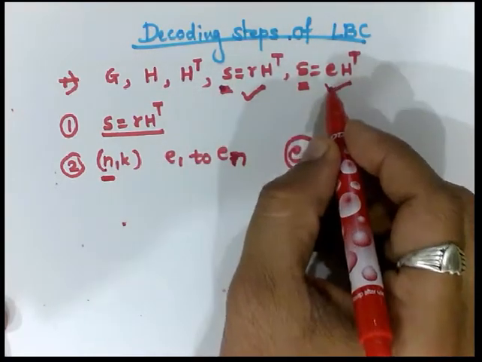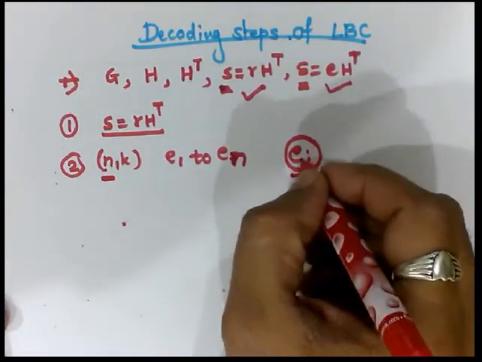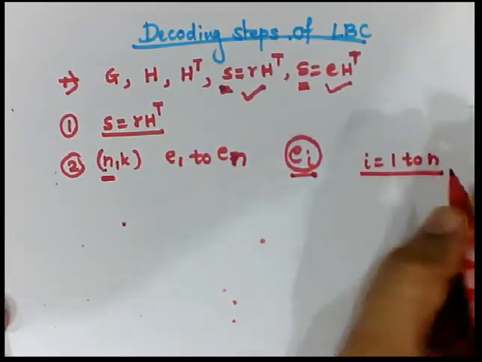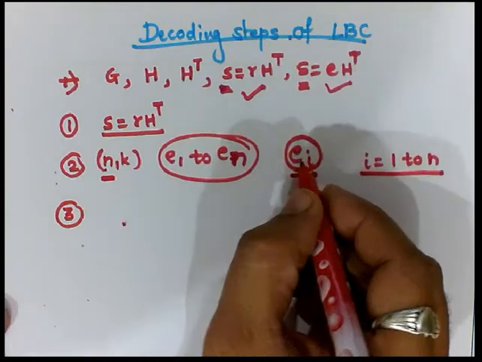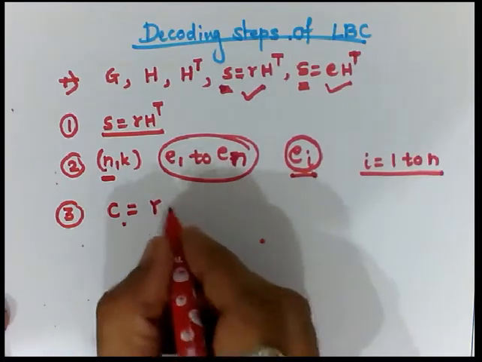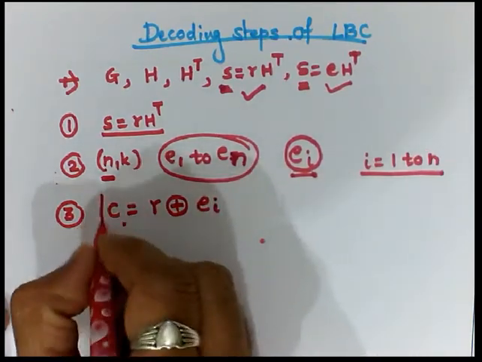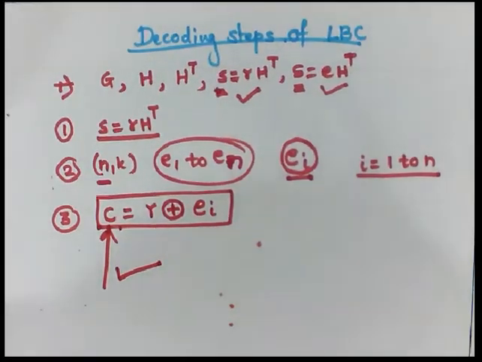जो भी आपने error pattern identify किया है by comparing the syndrome related to the received code word with the syndrome related to the error pattern, उस error pattern को identify करने के बाद, EI, जहां पे कि I है range from 1 to n. That is quite obvious, we have just seen here. Once you identify the EI, to get the corrected code word, जो भी received code word आपको दिया है उसको XOR करो with related error pattern so as to get the corrected code word, that is C. क्योंकि C वो code word है जो हमने transmit किया. So these are the decoding steps of LBC.